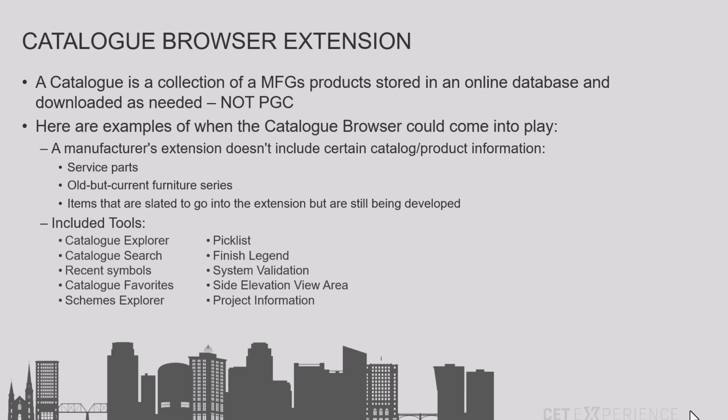The catalog browser extension is really just a collection of manufacturer products that we have stored on an online database. And then you can download them as needed. These symbols are not PGC, so they are similar to the CIL extension symbols in that way. However, they do have more smartness to them as they may already have finishes applied to them.